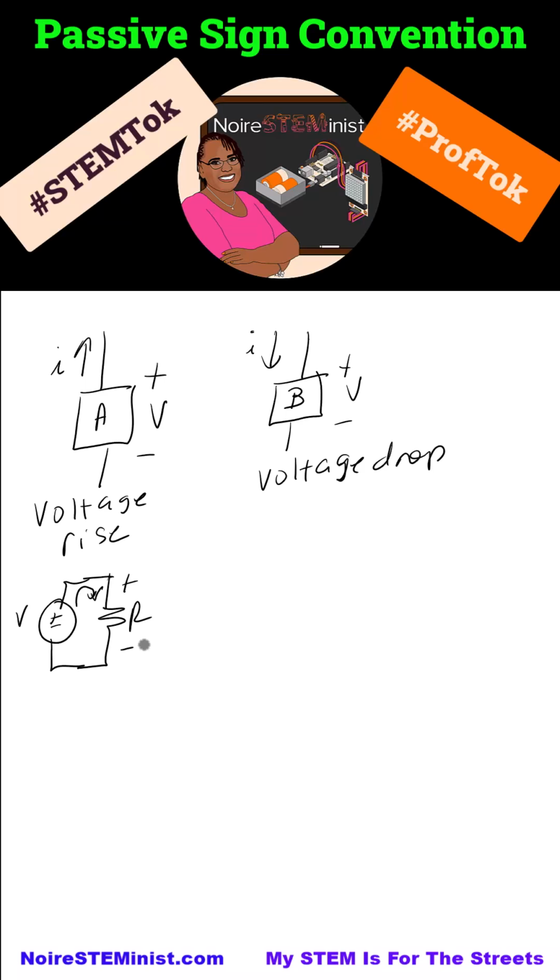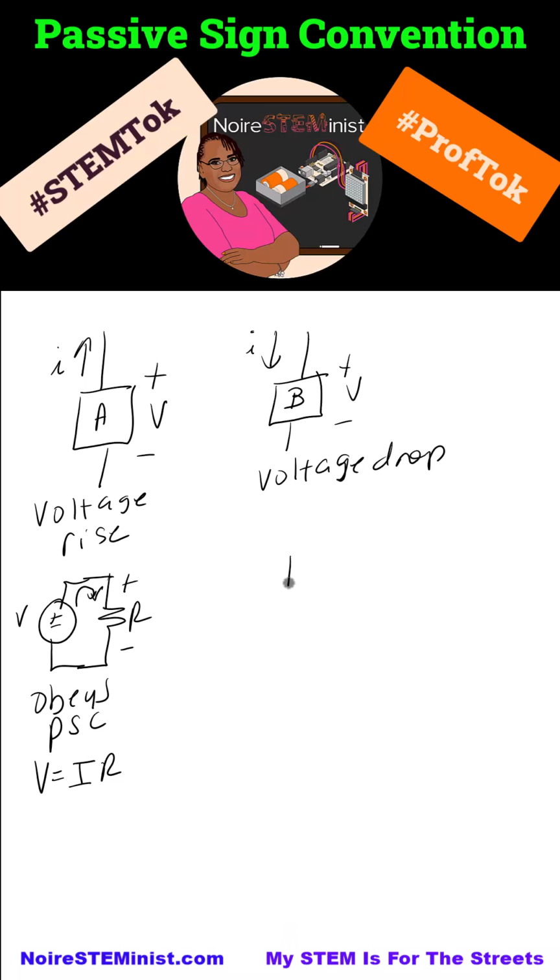negative. So since this is drawn to be a voltage drop, we say that this obeys the passive sign convention, and the relationship between the voltage and the current is positive, V equals I times R.